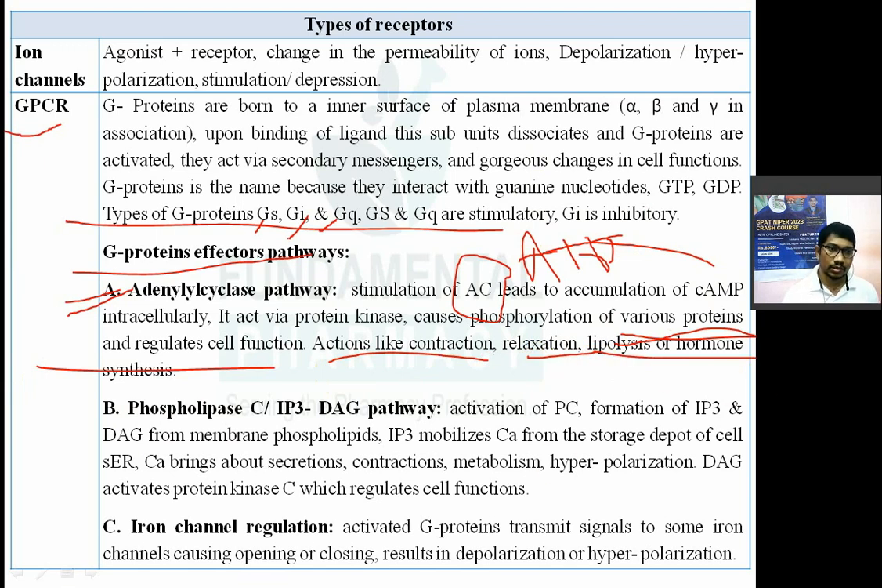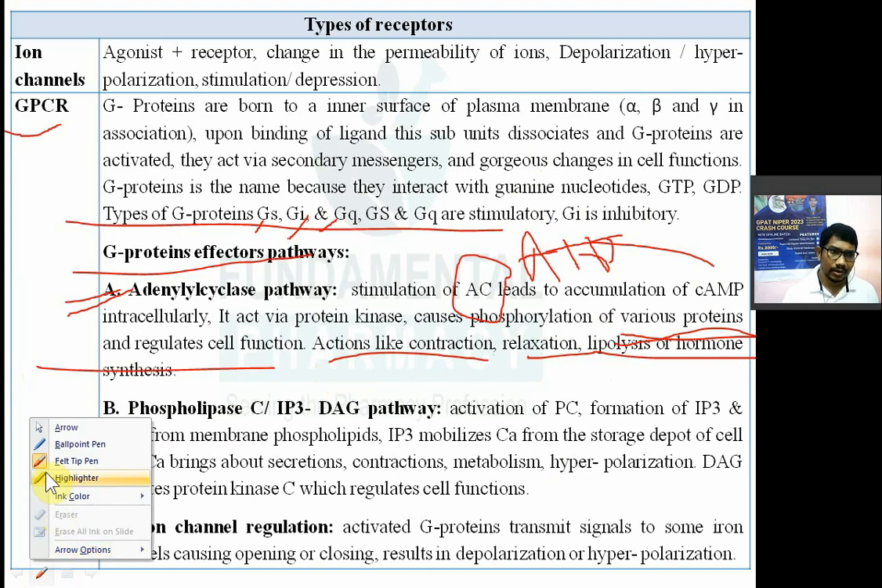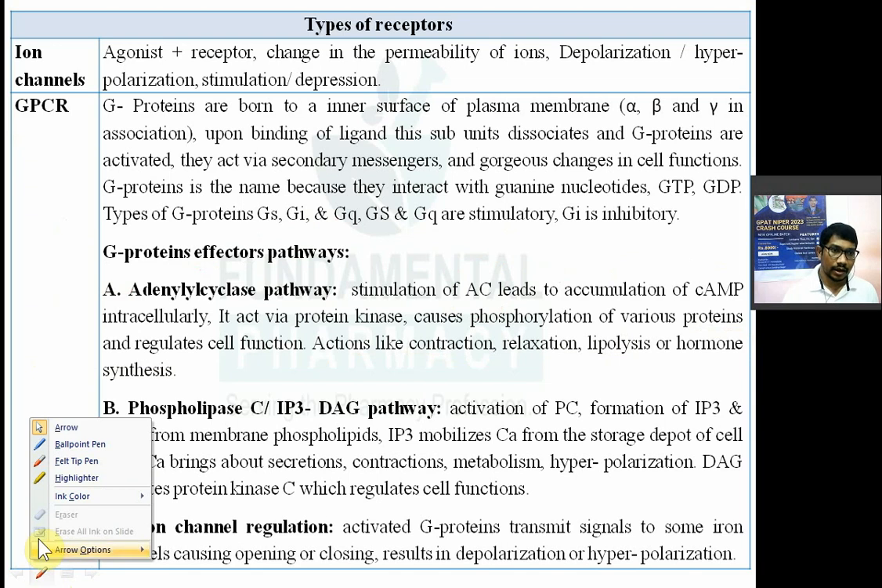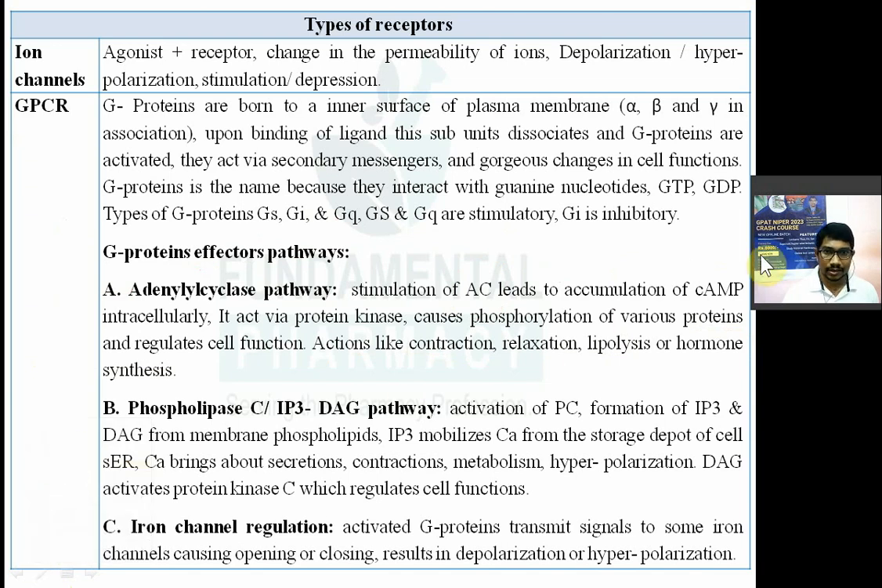So normally stimulatory G protein activates the adenyl cyclase enzyme, which leads to increased intracellular cyclic AMP level, and then which causes the phosphorylation of certain proteins in the cell, and that leads to actions like either contraction, relaxation, lipolysis, or hormone synthesis. So this is the one pathway known as the adenyl cyclase pathway. Second is the phospholipase C pathway. Okay? So after interaction with the G protein, second effector pathway is the phospholipase C.